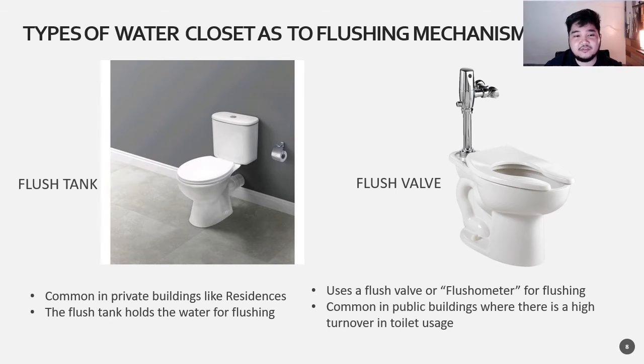Now let's go to the types of water closet as to flushing mechanism. There are two examples of this. We have the flush tank, and we have a water closet that uses a flush valve. A flush tank holds around 5 to 6 gallons of water for flushing the water closet. So we press a lever or a button, and then the flush tank is activated, and it will release the 5 to 6 gallons of water so that it can flush our waste.